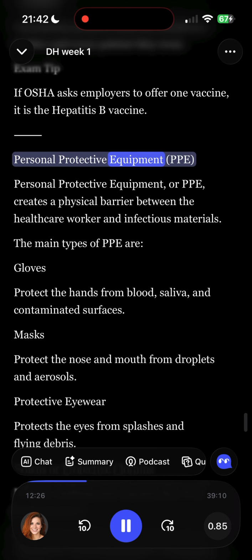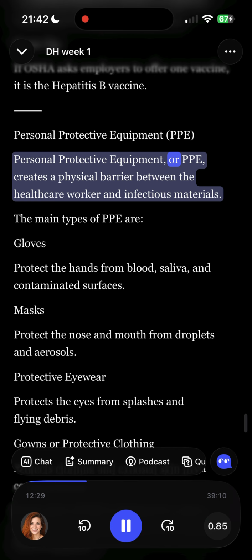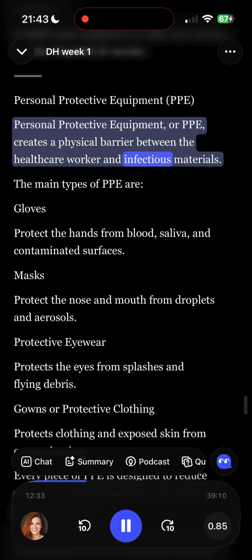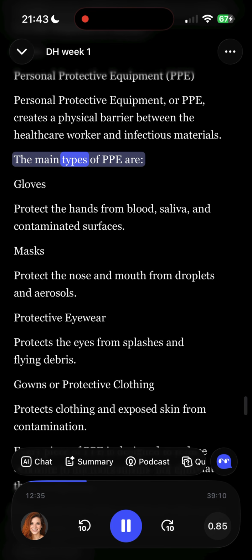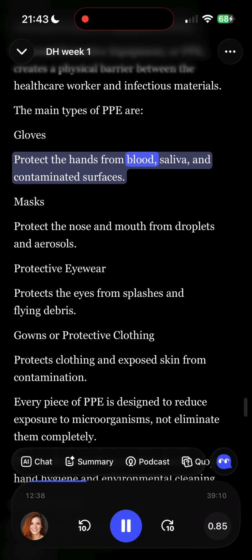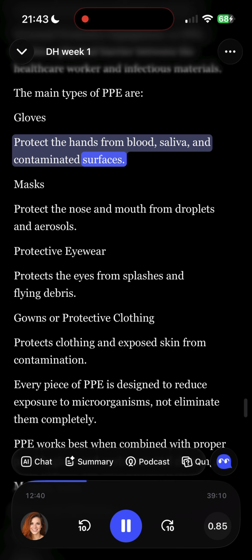Personal protective equipment. Personal protective equipment, or PPE, creates a physical barrier between the healthcare worker and infectious materials. The main types of PPE are gloves. Protect the hands from blood, saliva, and contaminated surfaces.